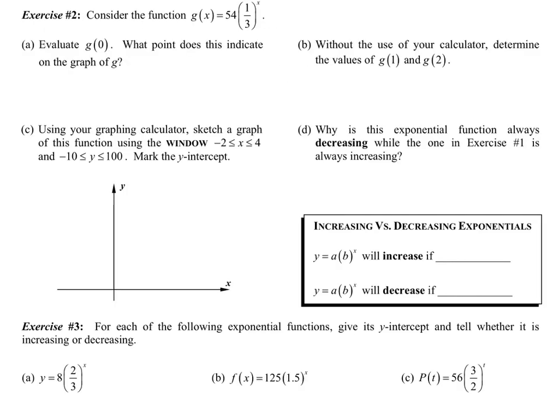So let's look at the next function. g of x equals 54 times 1/3 to the x power. So evaluate g at 0. So we're going to look at 54 times 1/3 to the 0 power. Anything to the 0 power is 1, so it equals 54. So what this means on the graph of g is that the y-intercept is going to be 54.